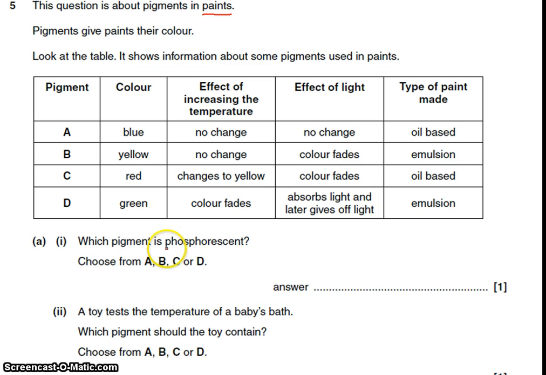So the first one is, which pigment is phosphorescent? Now, phosphorescence is when a compound absorbs light and then re-emits it. So it's this column that you want to look at, and if you see here, absorbs light and gives light off later, then the answer for the first one is D.